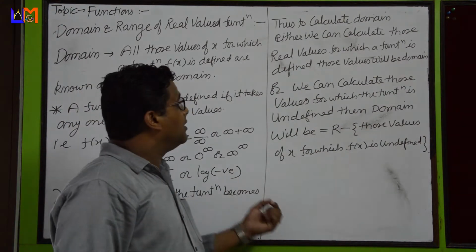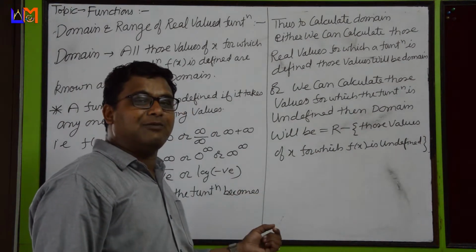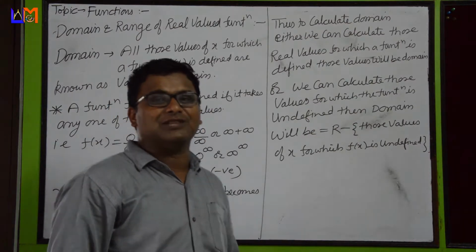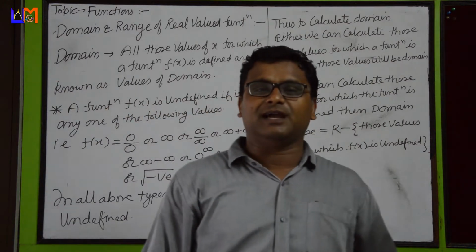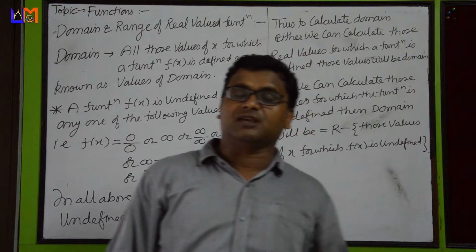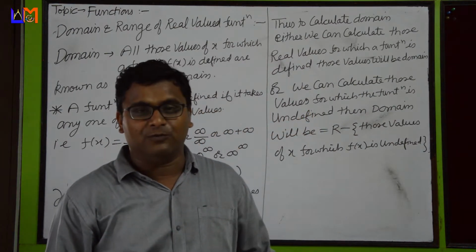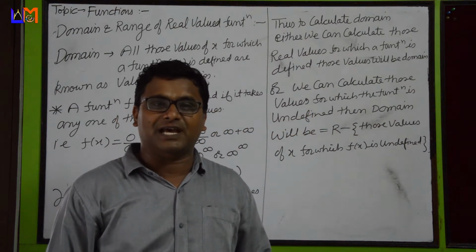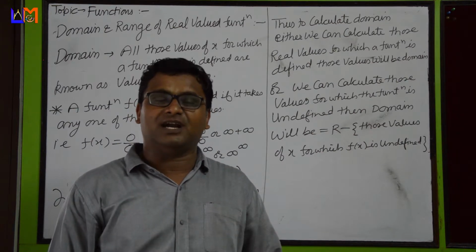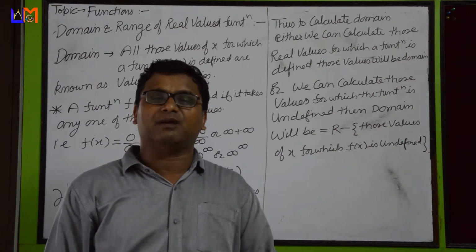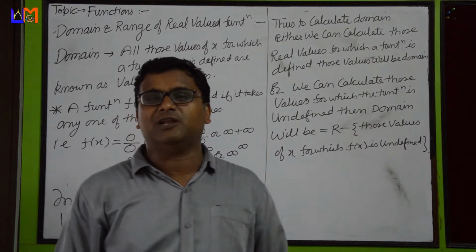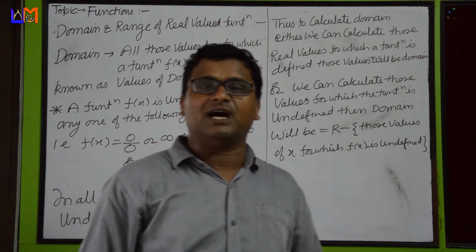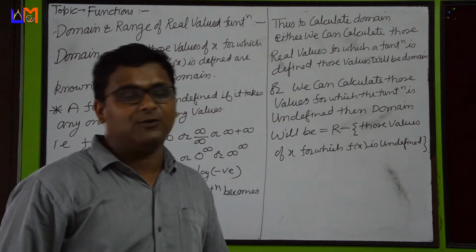किसी भी फंक्शन का डोमेन कैलकुलेट करने के लिए दो तरीके हैं. या तो आप वो वैल्यूज ले आइए या कैलकुलेट कर लीजिए जिनके लिए फंक्शन डिफाइंड हो, या फिर आप वो वैल्यूज ले आइए जिनके लिए फंक्शन अनडिफाइंड हो और उनको रियल नंबर में से माइनस कर दीजिए. बची हुई वैल्यूज के लिए फंक्शन डिफाइंड हो जाएगा तो वो बची हुई वैल्यूज उनका डोमेन हो जाएगी.